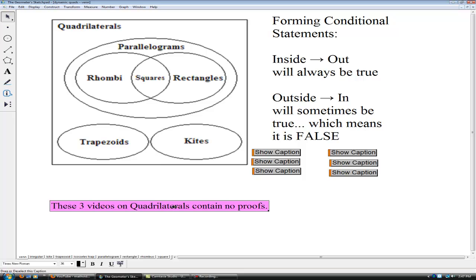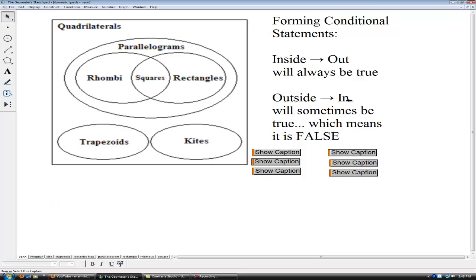And I wanted to start off with something I should have mentioned in the first video. These 3 videos on quadrilaterals do not have any actual proofs in them. All of the properties that I'm going through would require their own proofs. Those I'll be doing in class. Let's revisit our Venn diagram, which represents the different types of quadrilaterals.